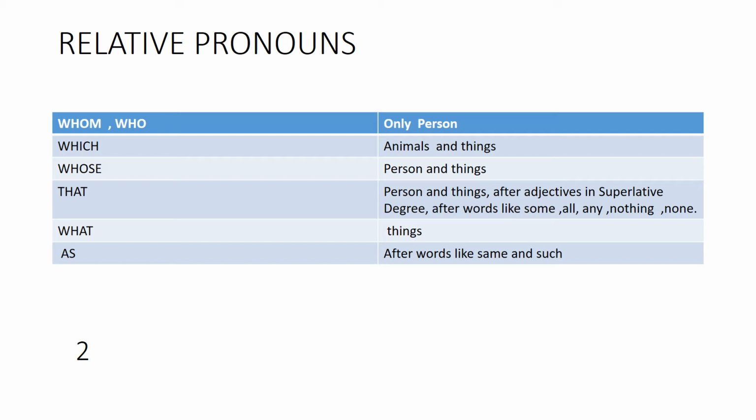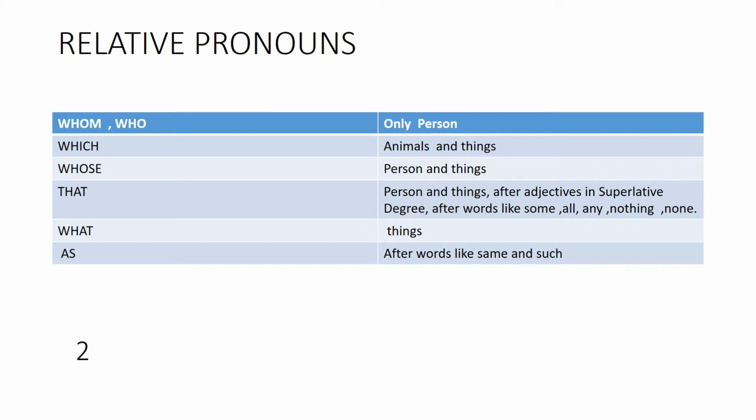Relative pronouns are pronouns used to join a phrase or a clause with another sentence. The relative pronouns who and whom refer to a person only. Examples: the ladies who attended the party were happy. The little girl was guided by the teacher whom she truly admired.